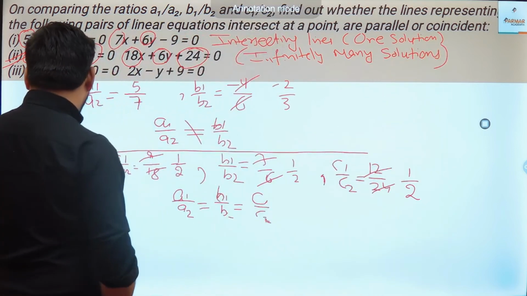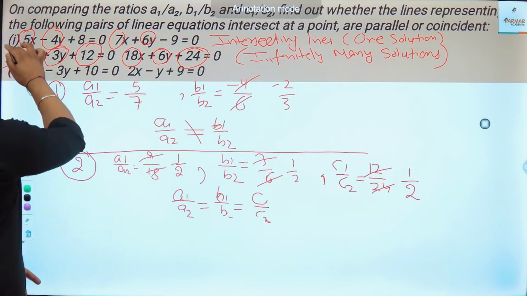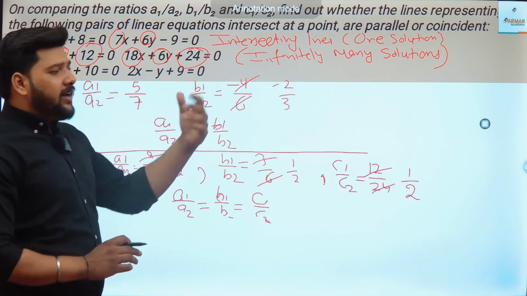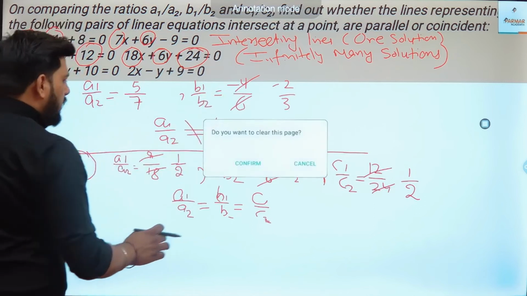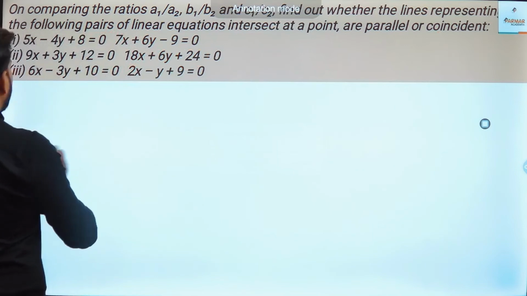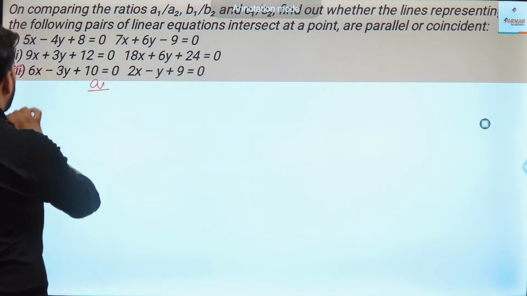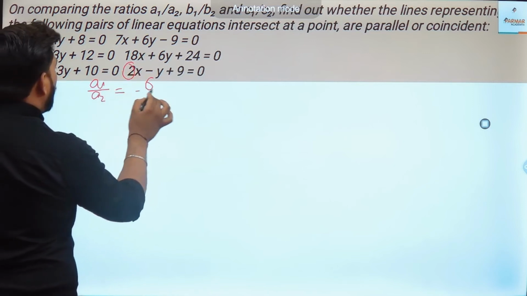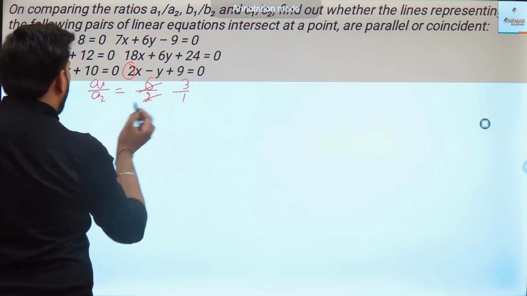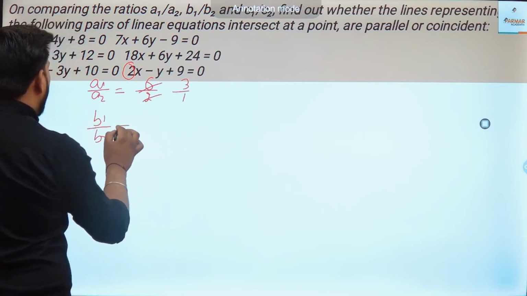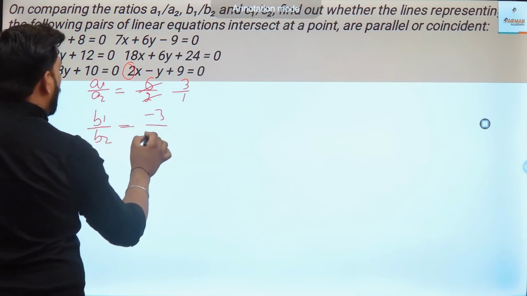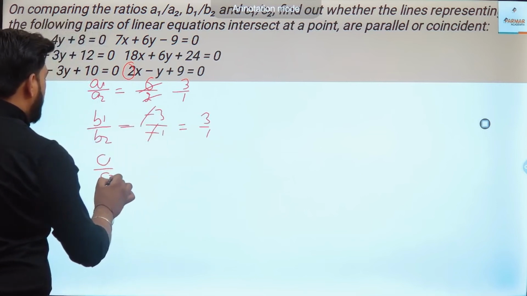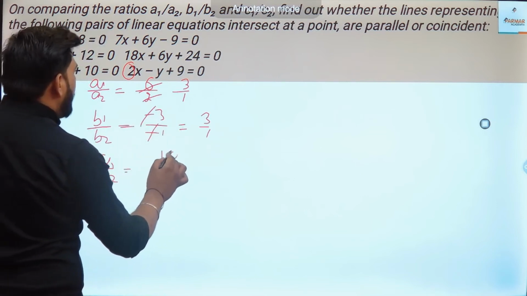Now for the third question: the first pair of lines represents intersecting lines, the second pair represents infinitely many solutions. Now for the third pair of equations, a1 by a2 is equal to 6, the coefficient of x, upon 2, that is equal to 3 upon 1. b1 by b2, the coefficients of y, is minus 3 upon minus 1, that is again 3 by 1. The third ratio, c1 upon c2, is equal to 10 upon 9.